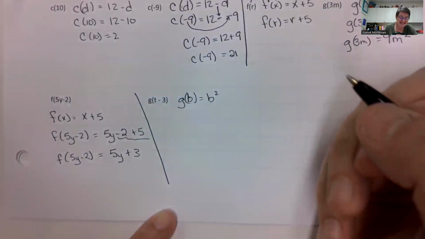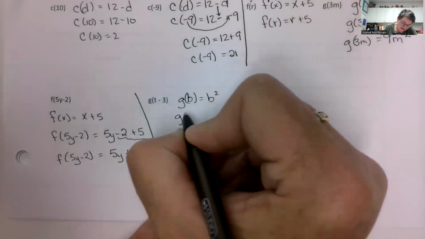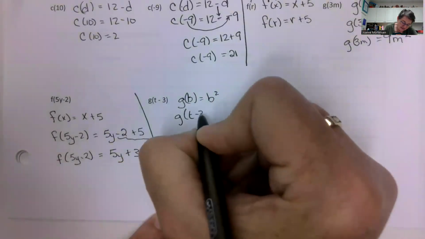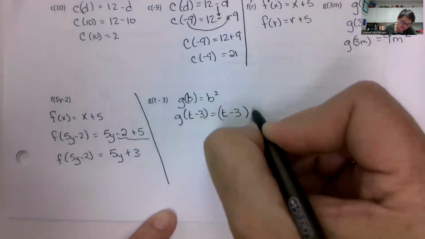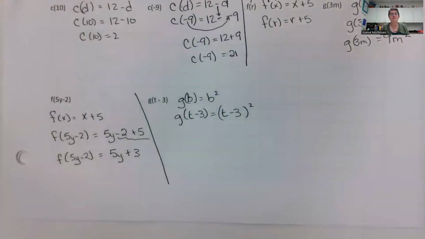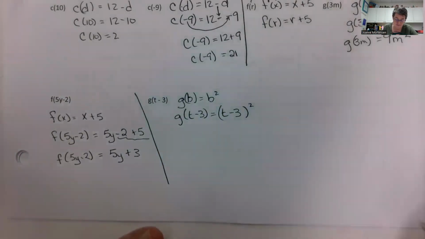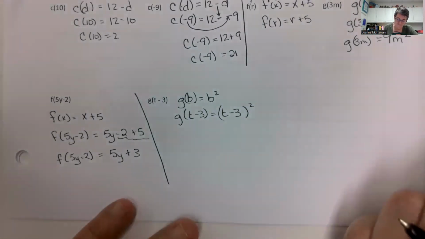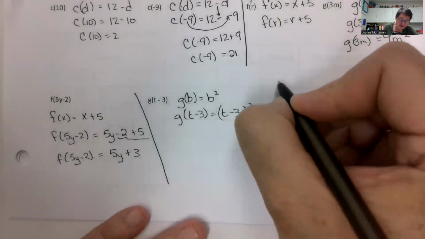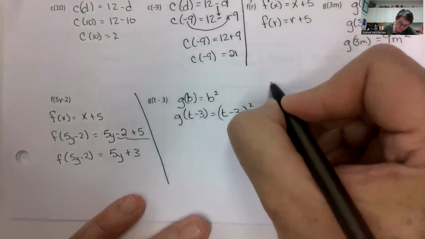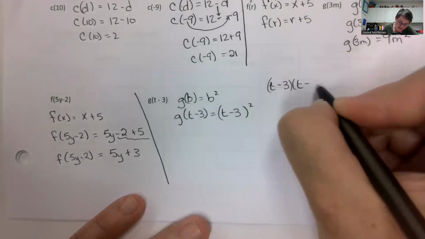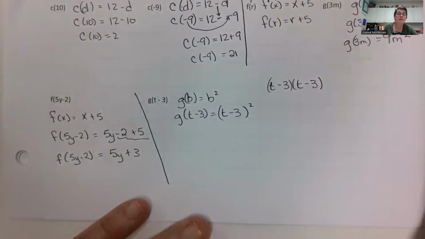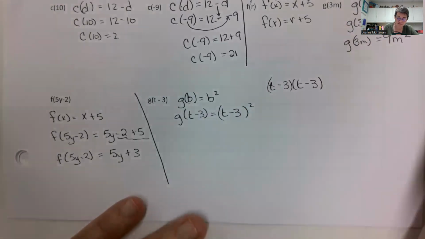She didn't do it. Yes, she did. T minus 3. T minus 3. Great. Now, do not be lazy. This means T minus 3 times T minus 3. I thought I had room for another question, but we left out. And it's been a while, but you need to FOIL.